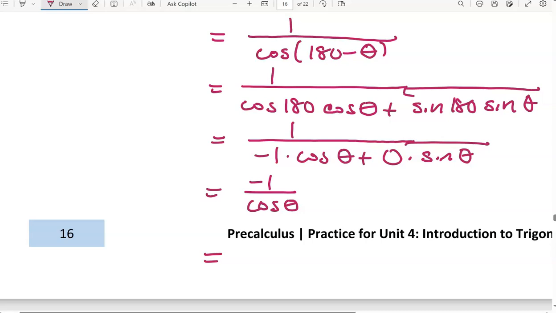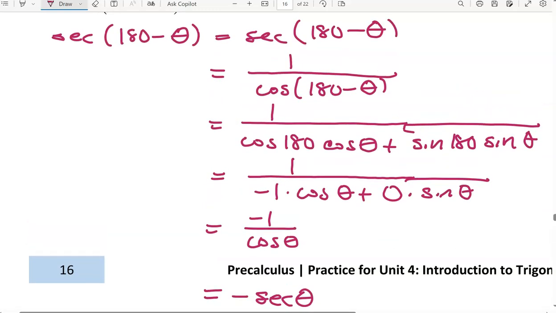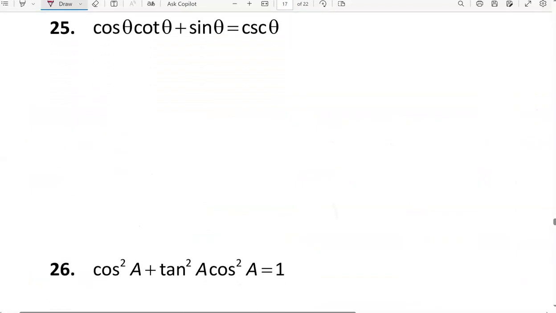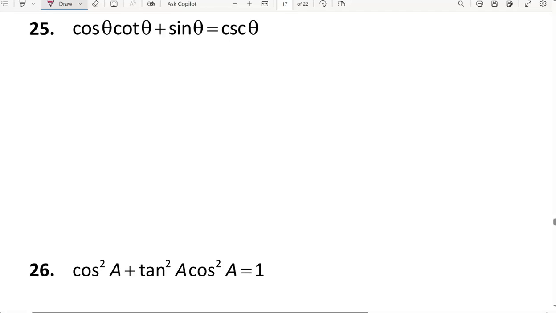And -1 over the cosine of theta is negative secant of theta. And now I'm just going to bring down what we had on the left side, secant of 180 minus theta, and we are done with that proof. In number 25, I'm going to start with a statement that the cosine of theta times the cotangent of theta plus the sine of theta is equal to itself.